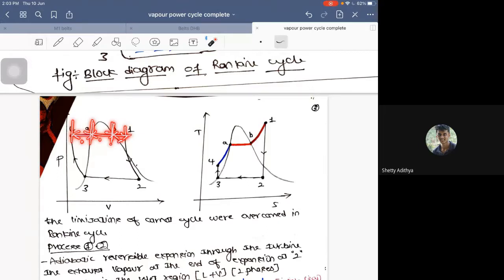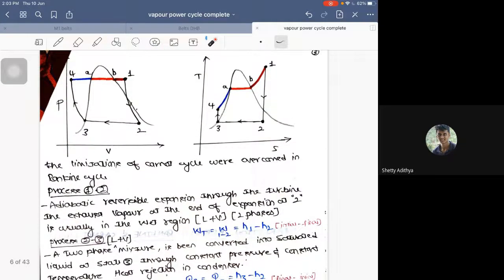Let me repeat it. First, you are heating the liquid in the economizer. Second, you are transforming the liquid to vapor in the boiler. Later, you are heating the vapor in the superheater. So all these three heating phases are described from 4 to A, A to B, and B to 1 like this. Clear? Understood? Three heating processes, not only one. Three different processes. Okay?